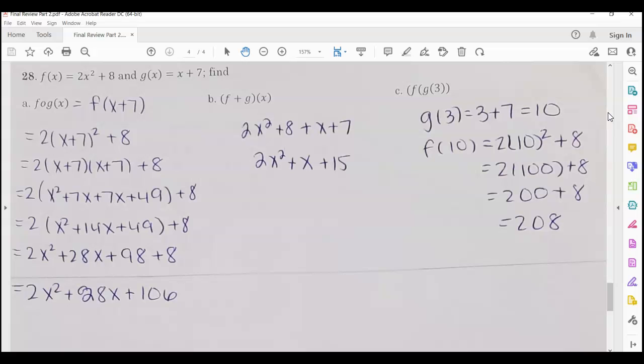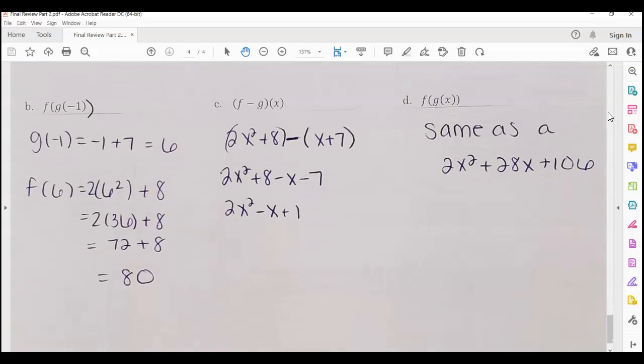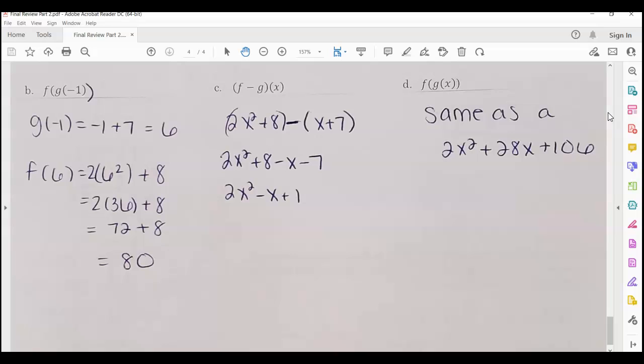I'll do it up here so they can see it too. Down at the bottom, now I had a goof up. I made part D the same as part I. I meant to say G of F, not F of G.